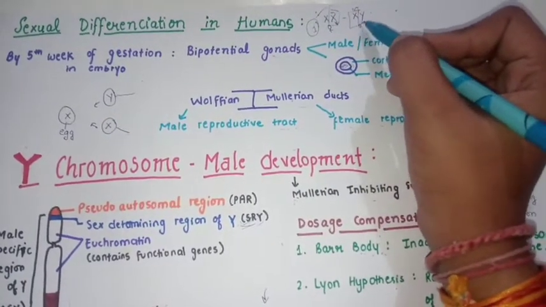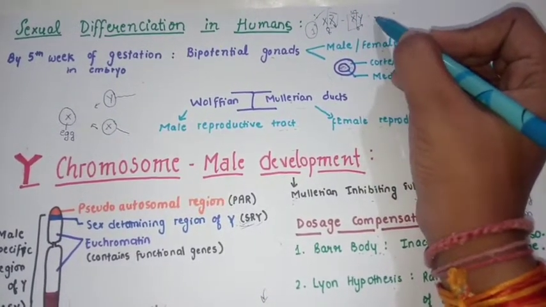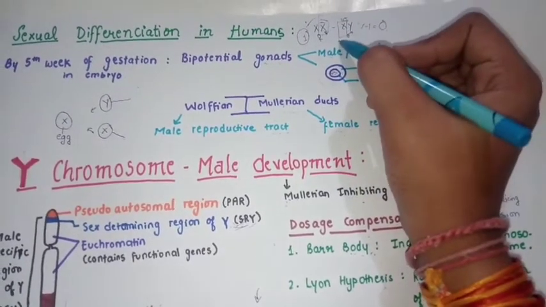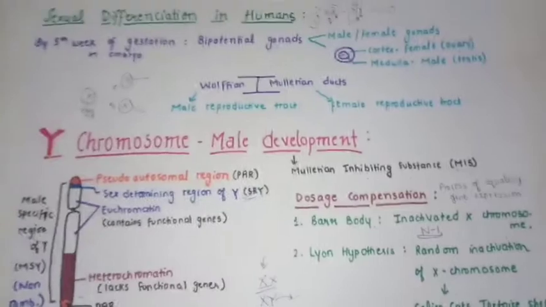In XY, there is one X chromosome. When we do 1 minus 1, that will be 0. So here will be no Barr body.